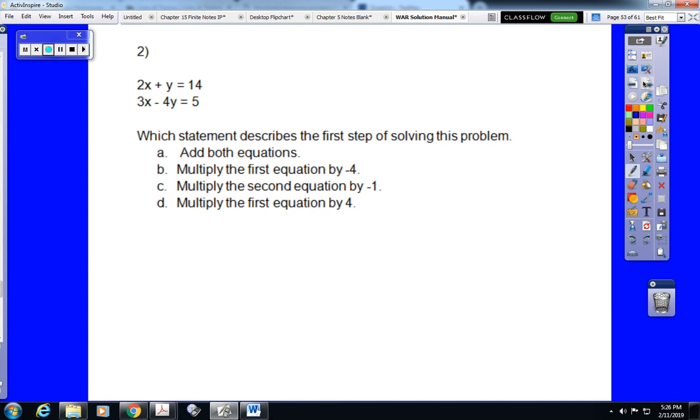So if we look at these options, the first option says add these equations together. Well, we wouldn't add these equations together unless it would eliminate something. And as you notice, neither the x nor the y would cancel.